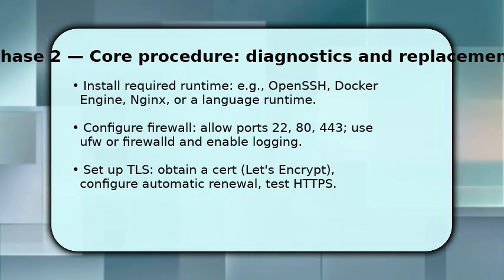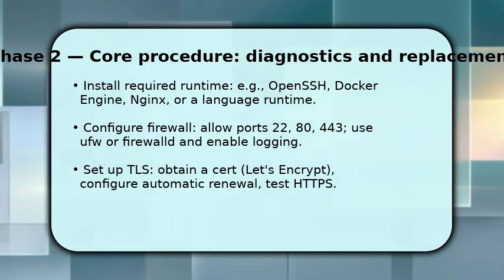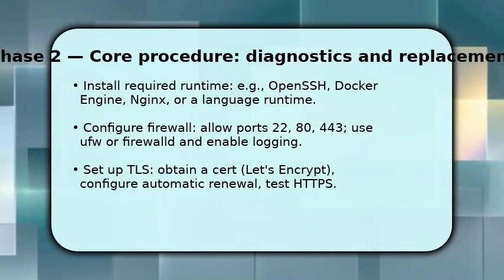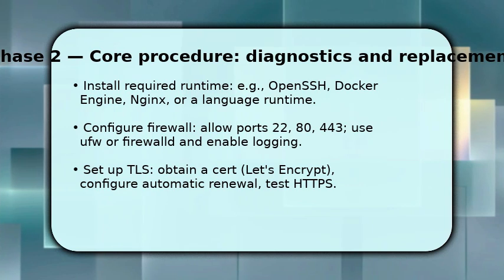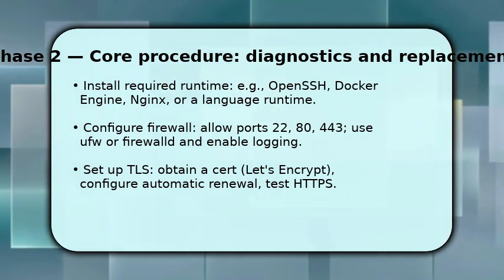Obtain TLS certificates and configure automatic renewal so secure connections remain valid. Once services are running, verify endpoints with curl and review logs. This confirms both function and security before you deploy production traffic.